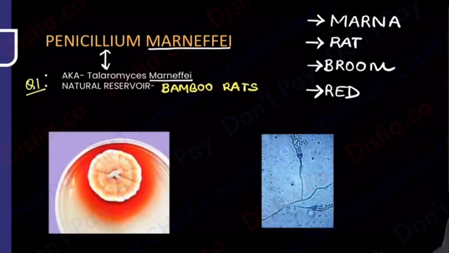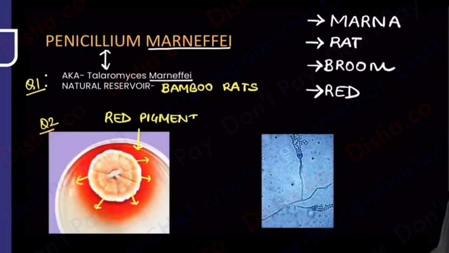That is why I told you about the rats that you have in front of you. Question number 2: what is the pigment that it is going to show you? Can you see there is a red color pigment that I have in front of us? Yes, this is a red color pigment and it is trying to diffuse out to some extent. So the rat story I have understood because the reservoir is the bamboo rat. The red story I have understood because the pigment is red.